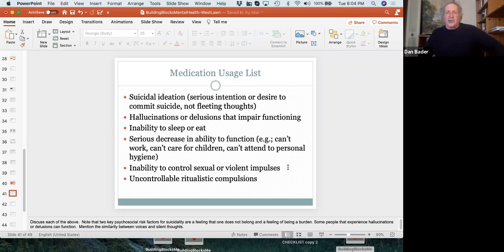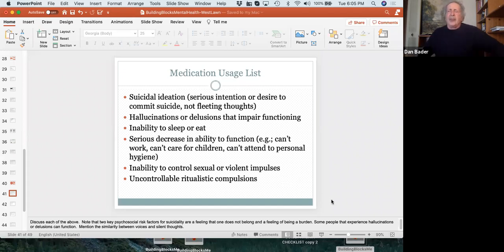The next one is inability to control sexual or violent impulses. If the person has this kind of a problem, then yeah, it's better that you take some medication, at least temporarily, right? Because if you can't control your sexual or violent impulses, that's going to result in all sorts of consequences to you and other people. Then finally, we have uncontrollable ritualistic compulsions, which some people have. And it really gets in the way of them being able to, again, kind of function. And yes, you could take some medication for that temporarily, maybe, because that could be one of these more organic neurological situations in some cases. Maybe you would take it long term.